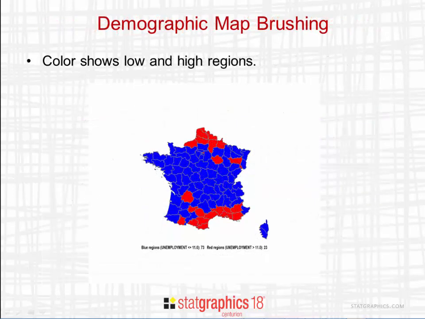A third type of map colors regions according to whether they're above or below a cutoff value. Here you see the departments in France divided into two groups according to whether the unemployment in a department is less than or greater than 11%. The analyst can dynamically change the cutoff value dividing blue and red using a slider on the Statlet toolbar.